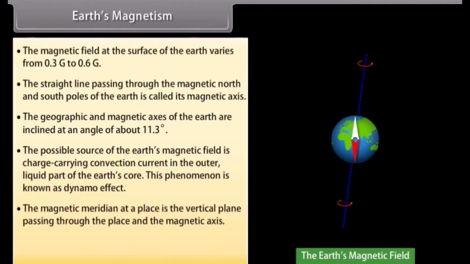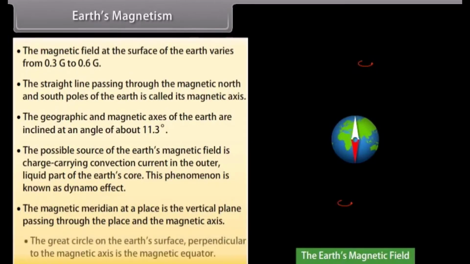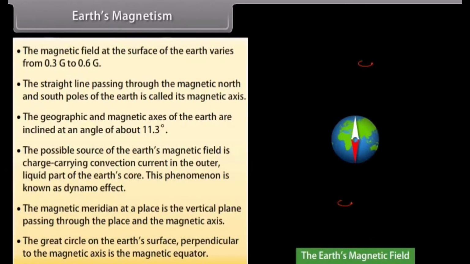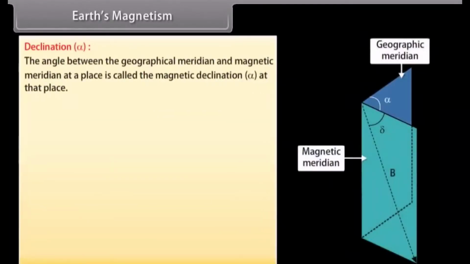The magnetic meridian at a place is the vertical plane passing through the place and the magnetic axis. The great circle on the Earth's surface perpendicular to the magnetic axis is the magnetic equator. Declination, α. The angle between the geographical meridian and magnetic meridian at a place is called the magnetic declination at that place.